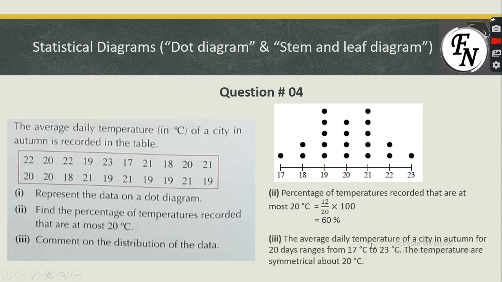I've just written that the average daily temperature of a city in autumn for 20 days ranges from 17 to 23 degrees. The temperature is symmetric around 20 degrees.